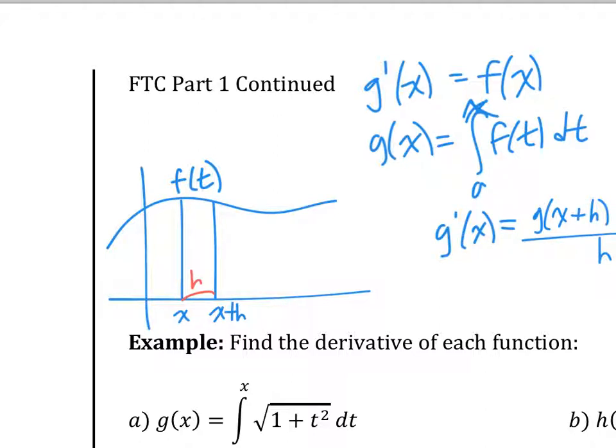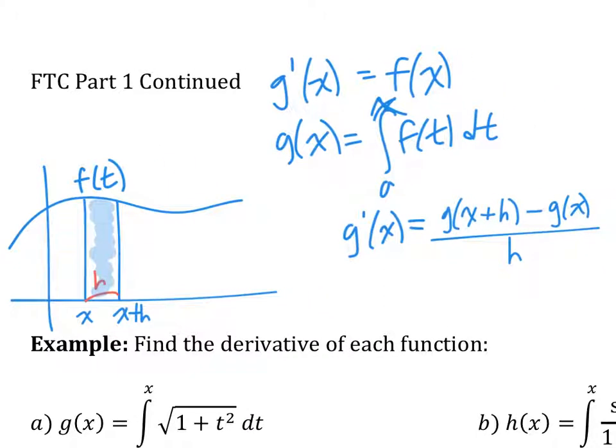Okay, so g of x plus h is this part. Okay, and then g of x is this part. Basically from whatever to x, and from whatever to x plus h. So g of x plus h minus g of x is just this leftover part. Make sense? Big area minus this area is this part left. So this derivative just becomes the leftover area divided by h.